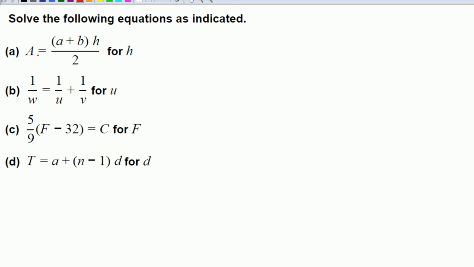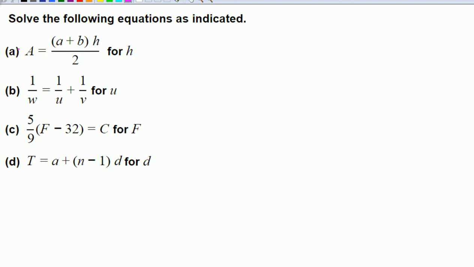Part A, we are solving this equation for h. That means we need to get h by itself. Okay, so we have A equals quantity a plus b times h over 2. So first we need to get rid of this fraction. A means A over 1, and the other denominator is 2. The LCD is 2. So we multiply both sides by 2.